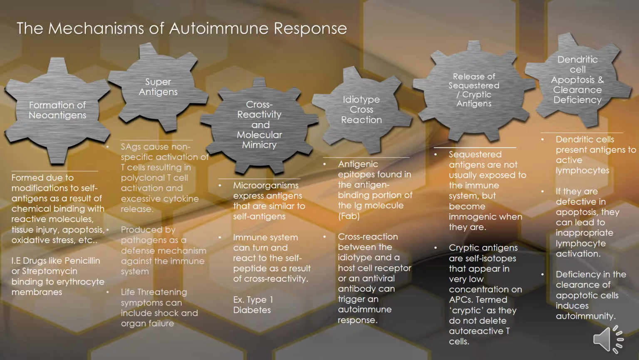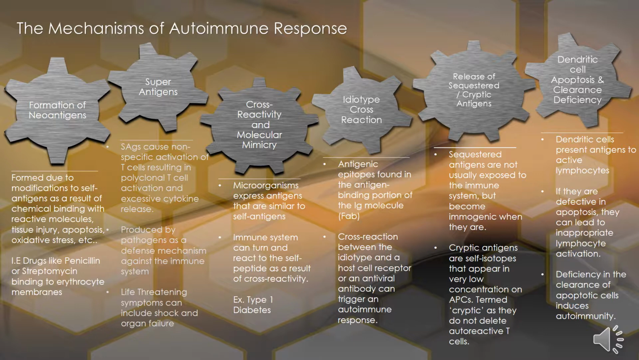Release of sequestered or cryptic antigens. Sequestered antigens are not usually exposed to the immune system, but they become immunogenic when they are. Cryptic antigens are self-epitopes that appear in very low concentration on APCs. They're termed cryptic as they do not delete autoreactive T cells.